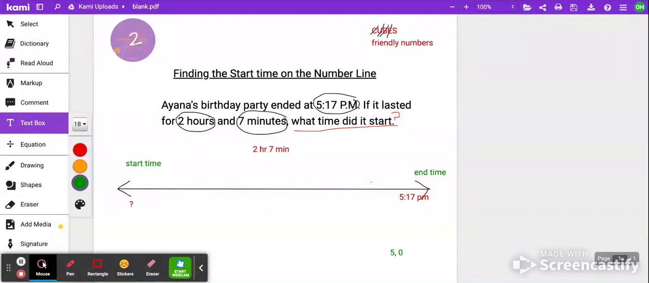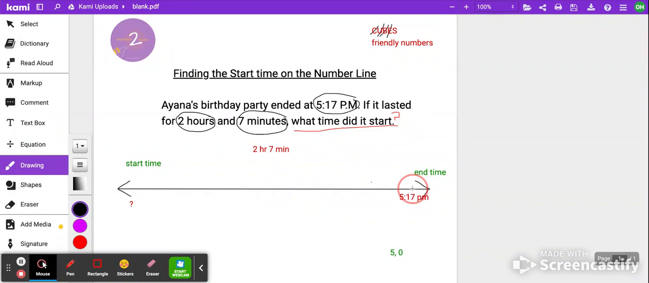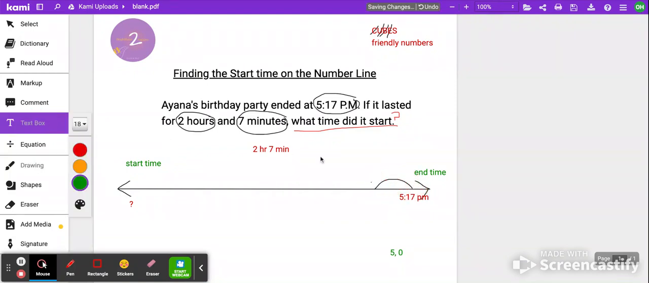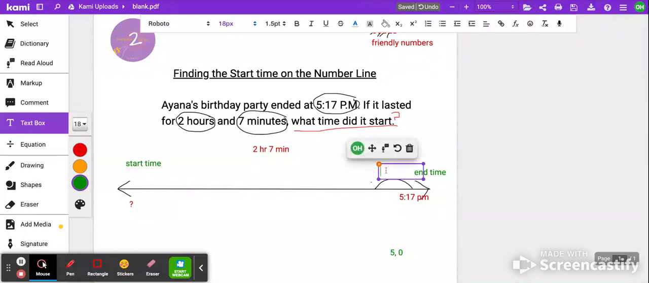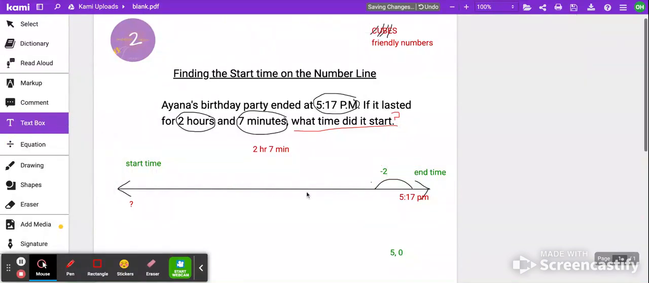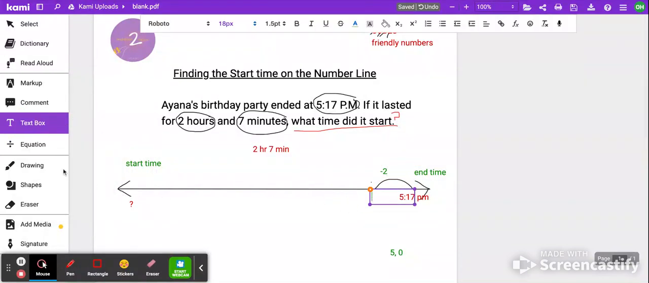So if I think about 17, if I go back 2, that will bring me to 5:15. So I'm going to go ahead and decrease this time by 2. Grab my little text box and I'm going to put minus 2, right? And then I'm going to put my new time right here, which would be 5:15, right? Because 7 minus 2 is 5, so it's 5:15.